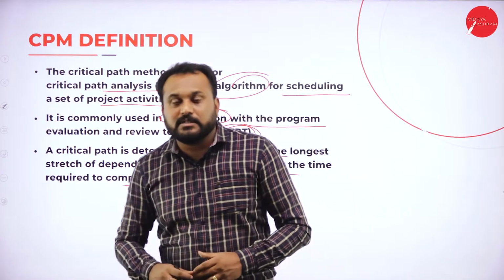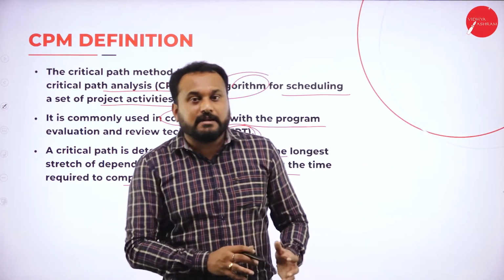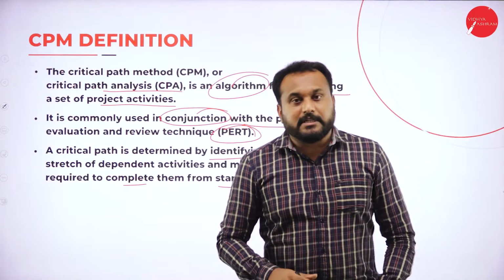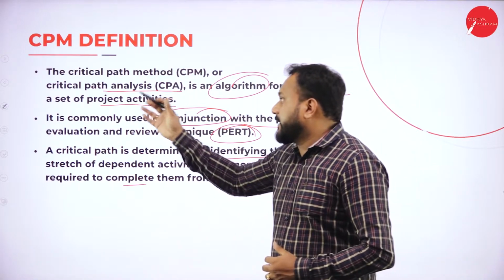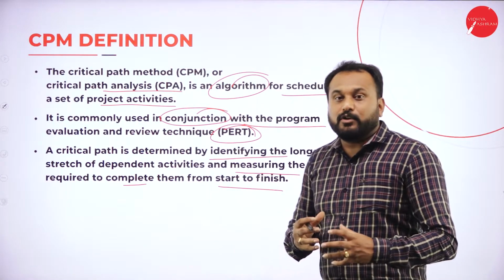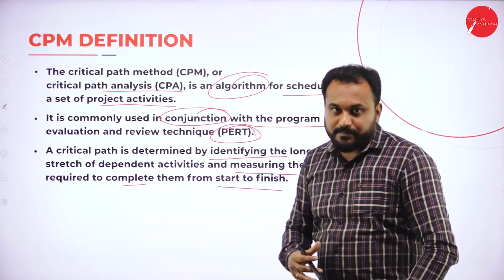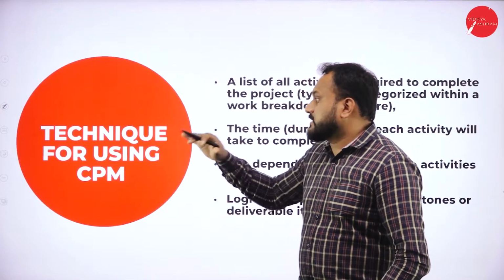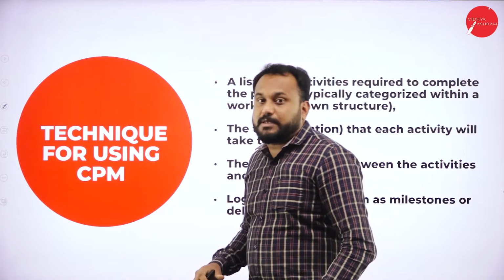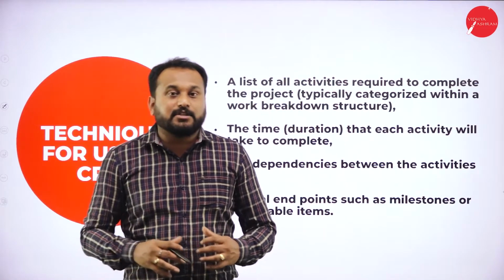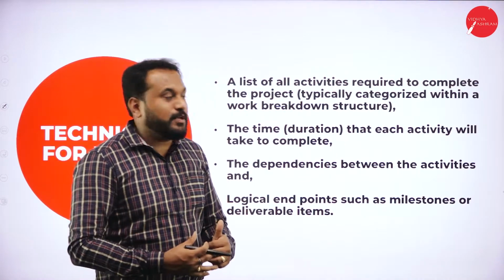So here, just like Pert, you have something called a critical path method, or you can say critical path analysis, where it will go in conjunction with Pert. And here with the CPM, the techniques for using CPM, how CPM is actually used and how the planners will go with it.